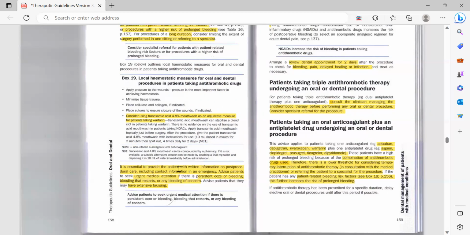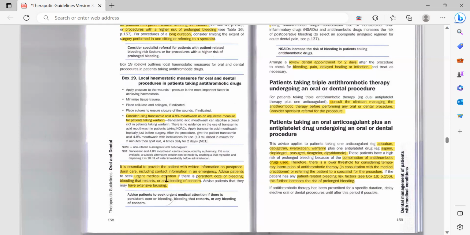It is essential to provide the patient with written information. Whenever we do the extraction, we give the patient extra gauzes, and we also give the written instructions that they need to follow, because otherwise they might forget some things. But it is very important that they should remember and keep in mind the post-procedural care, including contact information in an emergency. You should also give your contact information and after-hours number and where to contact if there is any emergency.